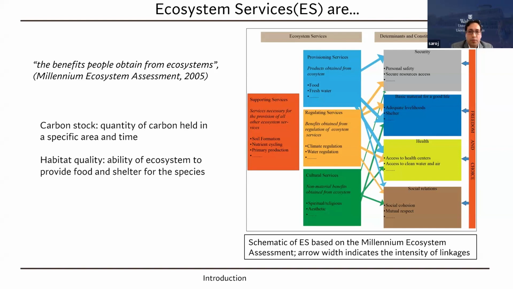Today I will not be focusing on all of these different kinds of ecosystem services. I'll be mostly talking about 2 supporting ecosystem services: carbon stock and habitat quality. Carbon stock is the quantity of carbon held in a specific area and time. And habitat quality here is the ability of an ecosystem to provide food and shelter for the species.